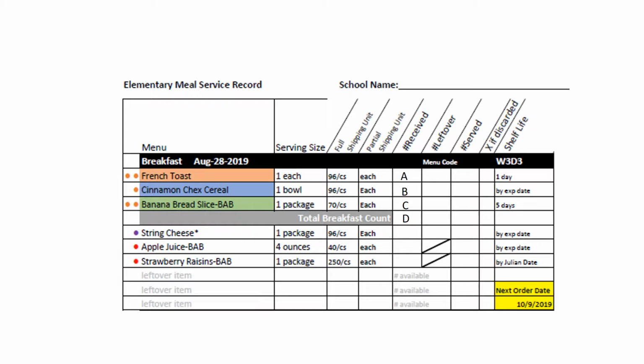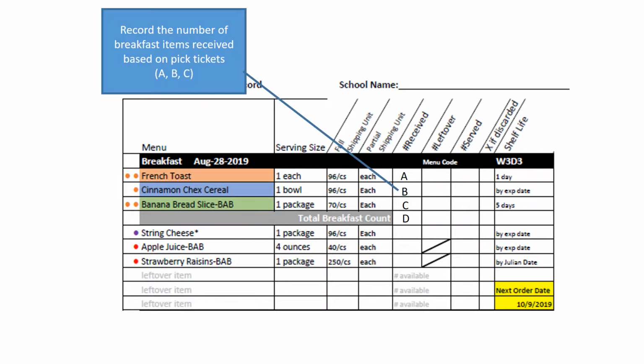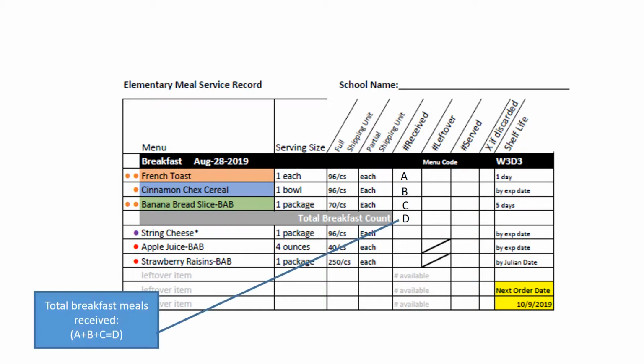To complete the breakfast part of the meal service record, record the number of items received based on the pick ticket. Find the total number of breakfast meals received by adding A, B, and C together.